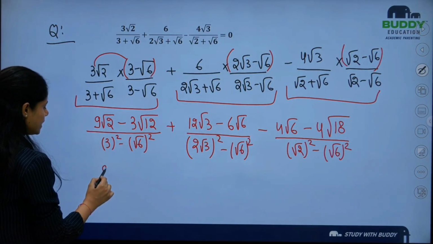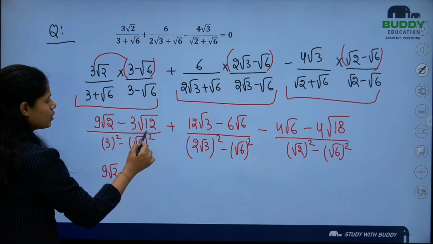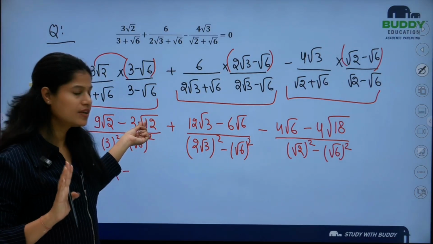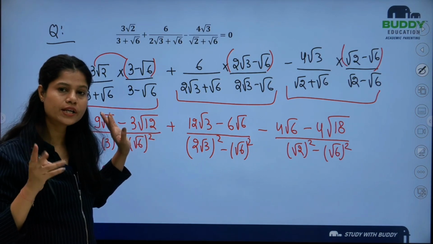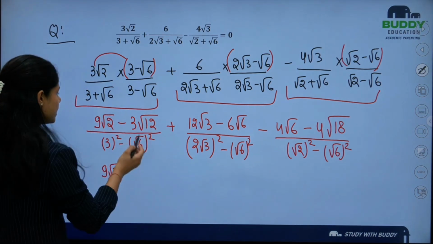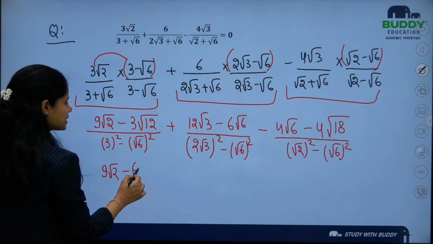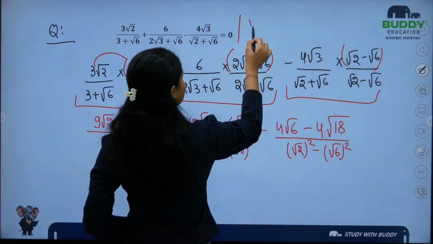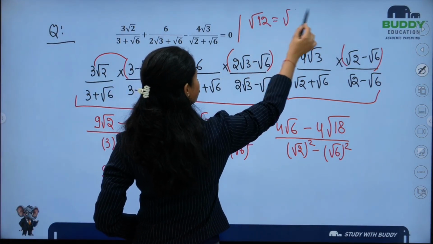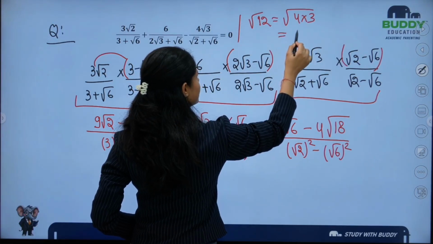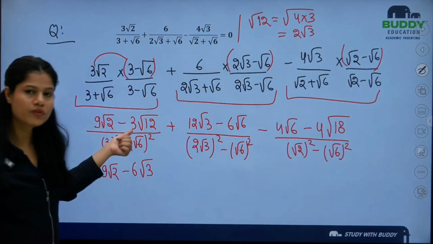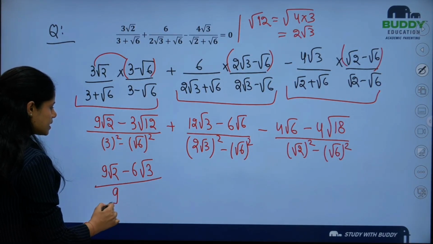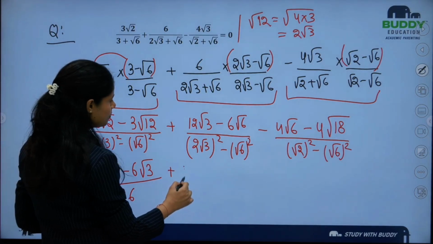So this will be 9 root 2. All right, what about this? You can split root 12 as 4 into 3, and 4 is the square of 2, so 2 will come out. So we have root 12 split as 4 into 3, written as 2 root 3, and then the 2 will be multiplied with 3, so 2 3s are 6 and root 3. Right, this will be 3 3s are 9 minus 6 root 3, this part will be 12 root 3.